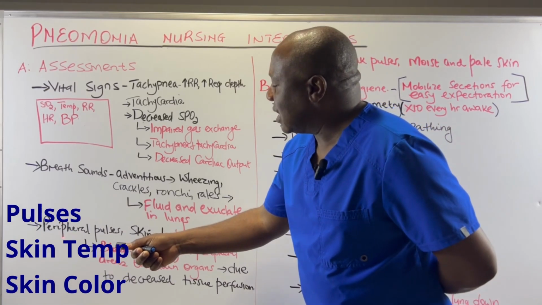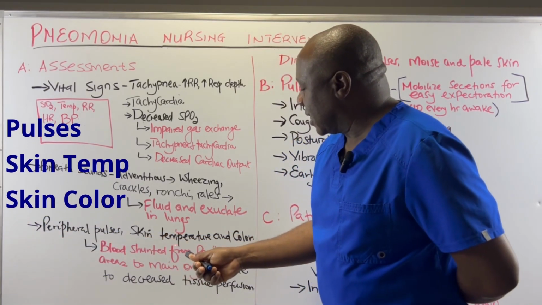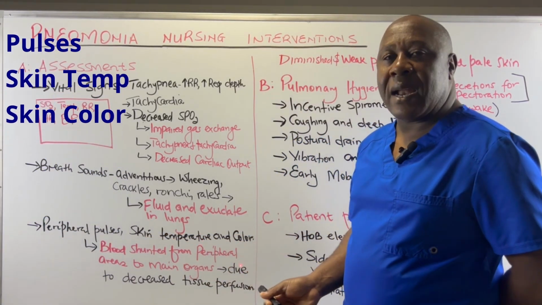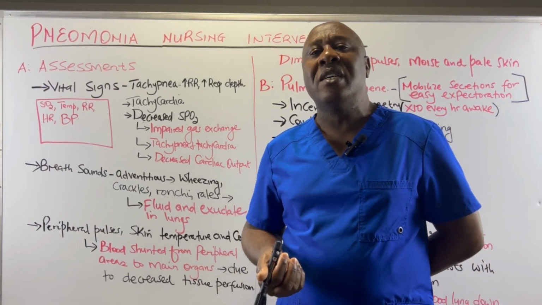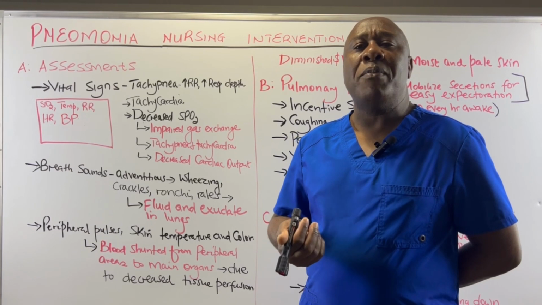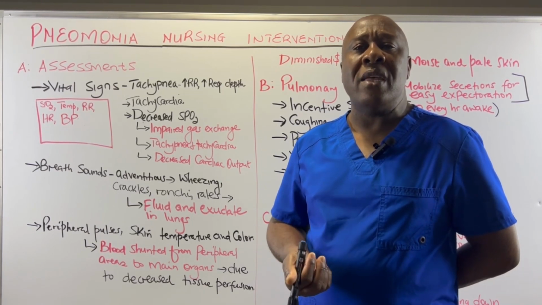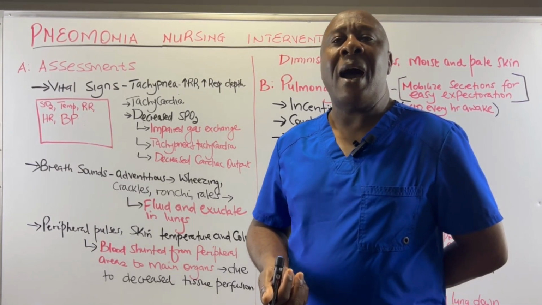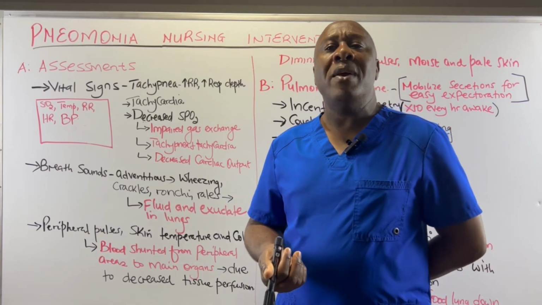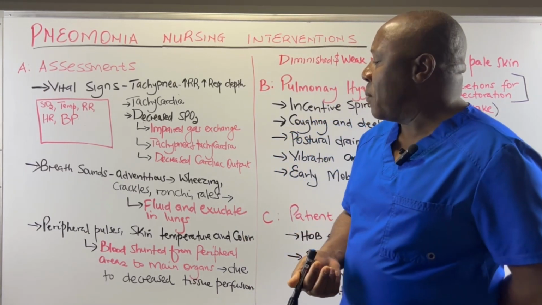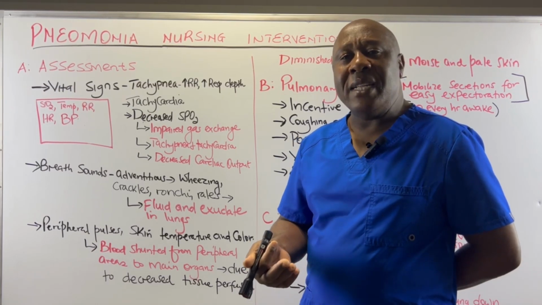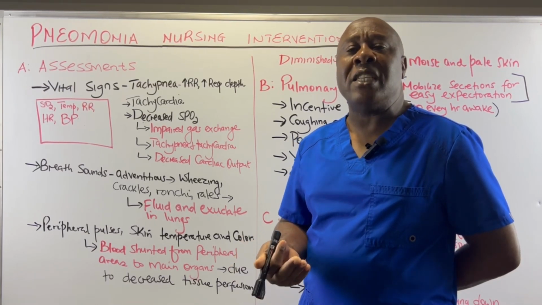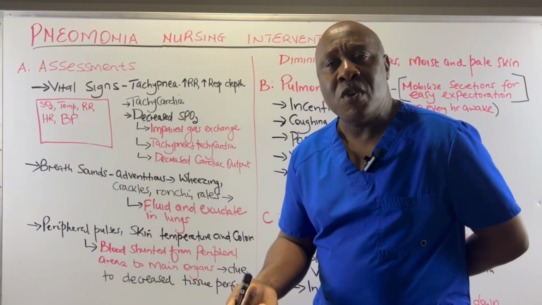Then you also assess peripheral pulses, the skin temperature, and the color. Now, one thing that happens whenever we are having decreased oxygen saturation in the body is that the body shunts blood away from the peripheral areas and directs that blood to the major organs of the body. For example, the brain, the lungs, and even the kidneys.